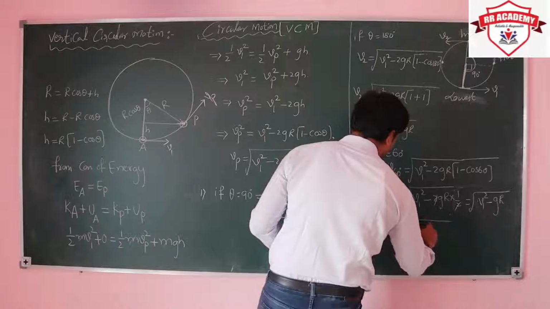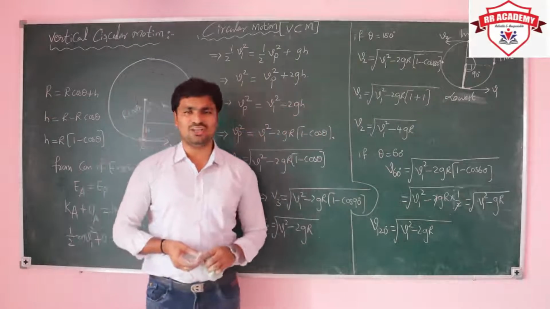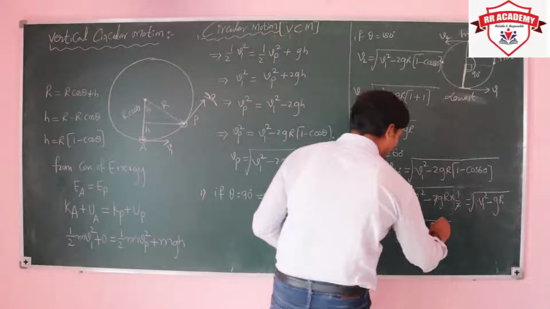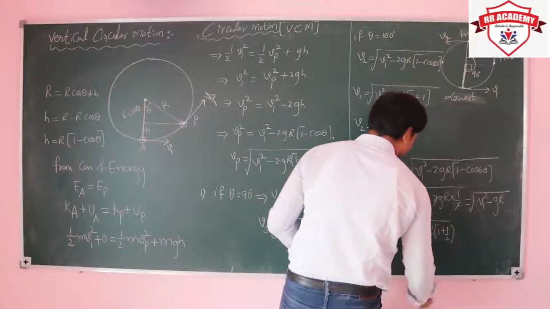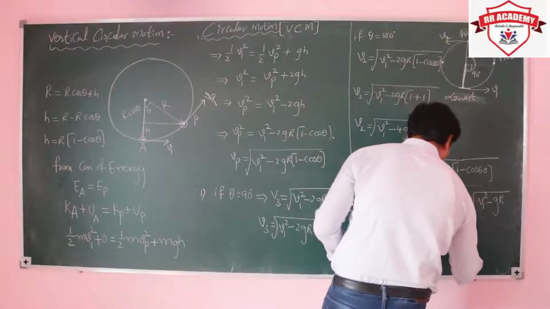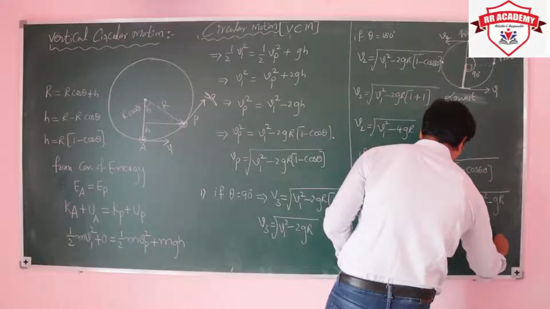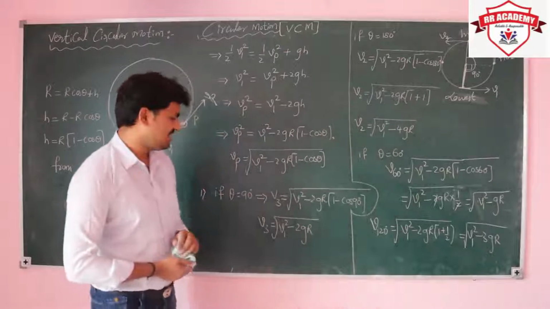v1 square minus 2gr into 1 plus cos 120. Cos 120 is minus 1 by 2. Already here 1 is there, 1 plus 1 by 2 is 3 by 2. 3 by 2 means 2 cancelled. Then how much are you getting? v1 square minus 3gr. At 120 degrees, v1 square minus 3gr.